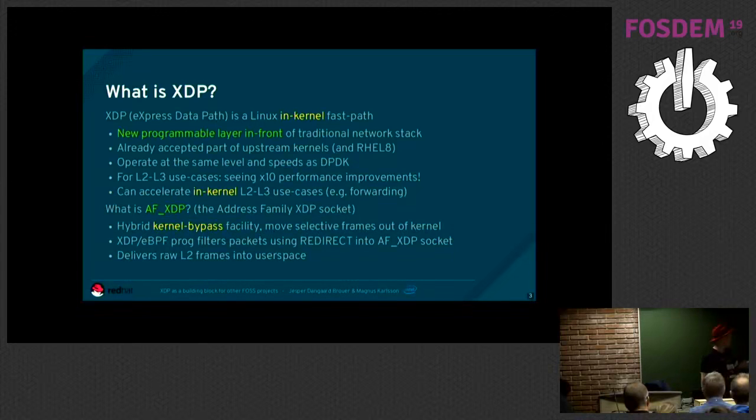Then in the second part of the presentation, we're going to talk about AF-XDP, which is an address family for XDP sockets. It is what I categorize as a hybrid kernel bypass facility, because we allow you to choose which packets should bypass the kernel all the way down at the driver layer and be delivered into a socket that is accessible from user space. But we have the flexibility of the BPF program, choosing what we want to redirect out of the kernel and what not.